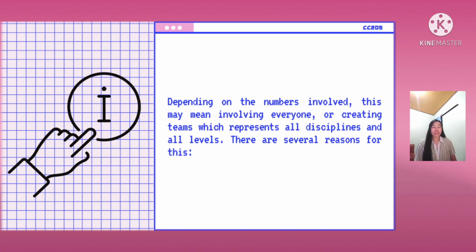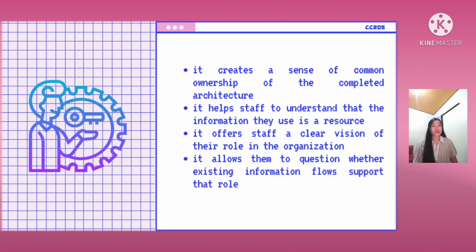Depending on the numbers involved, this may mean involving everyone or creating teams which represent all disciplines and all levels. There are several reasons for this. It creates a sense of common ownership of the completed architecture. It helps staff to understand that the information they use is a resource. It offers staff a clear vision of their role in the organization. It allows them to question whether existing information flows support that role.